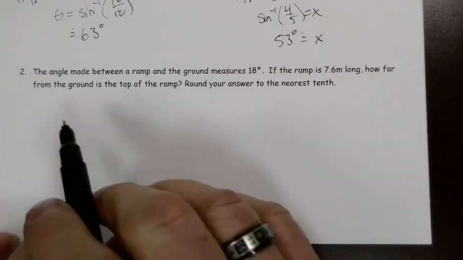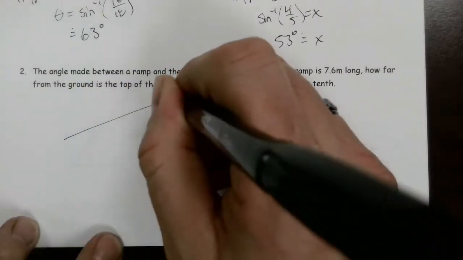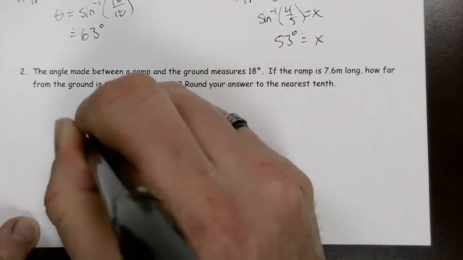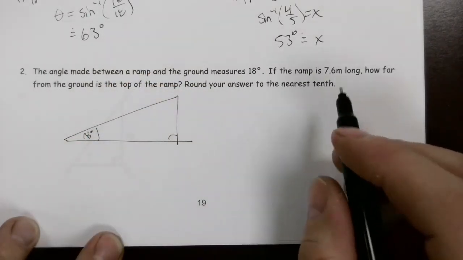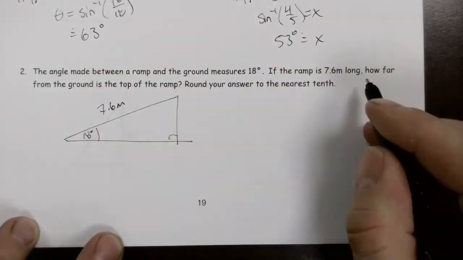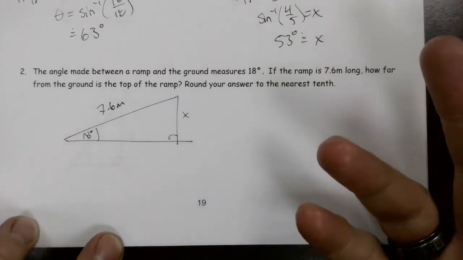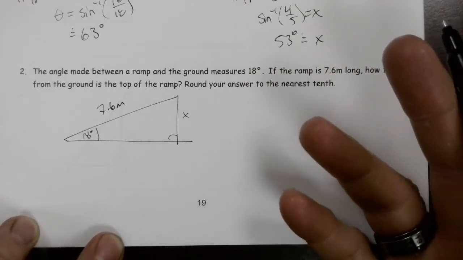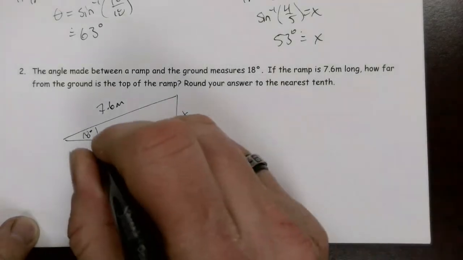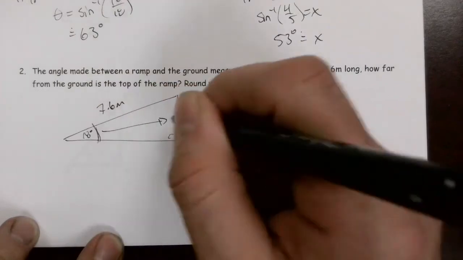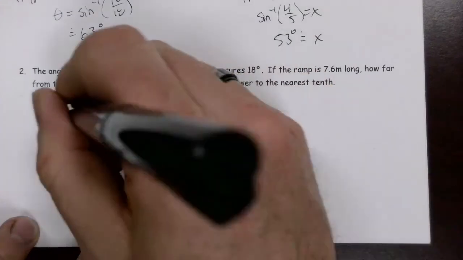Okay, so one more question. The angle made between a ramp and the ground measures 18 degrees. Okay, so here's the ramp and the ground here. 18 degrees. If the ramp is 7.6 meters long, how far from the ground is the top of the ramp? How high up does it go? There's my unknown. So here's a fairly interesting practical example of where you might see this. If you're building a ramp, okay? So here's your angle. That's the reference angle. This side over here, this is your opposite. The one that's, again, opposite the right angle, this is going to be your hypotenuse.